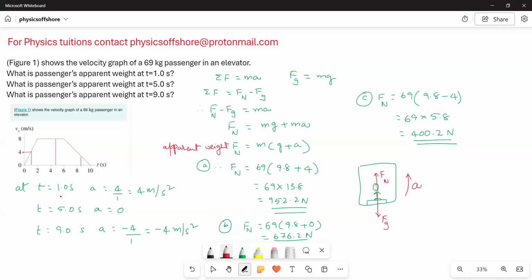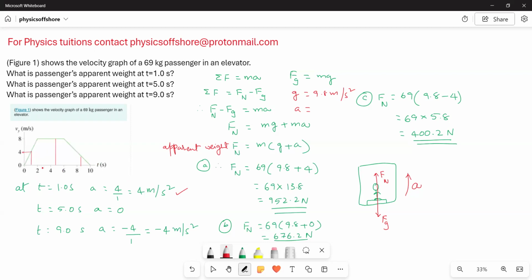Now, g is 9.8 meters per second squared, but a we have to find from the graph. When t equals 1 second, we take the slope. Acceleration is rise over run, velocity over time. The velocity is 4 meters per second when t equals 1 second, so 4 by 1 equals 4 meters per second squared. I calculated the acceleration from the graph.